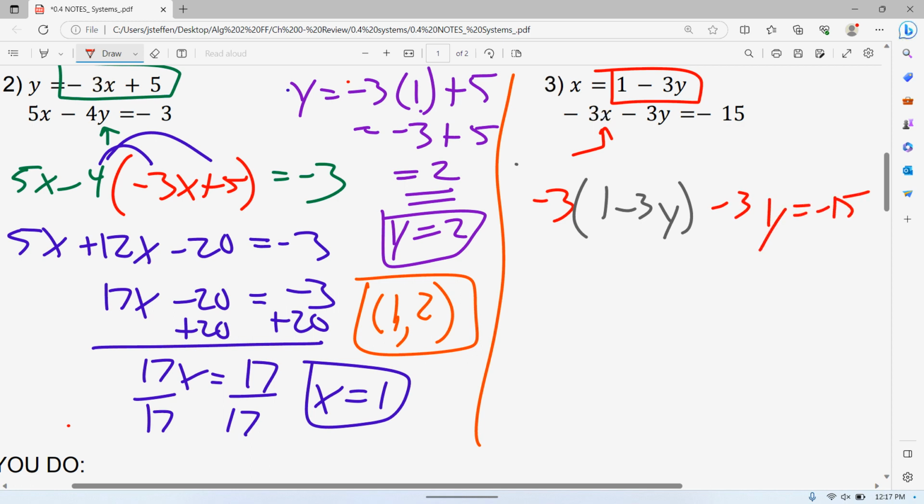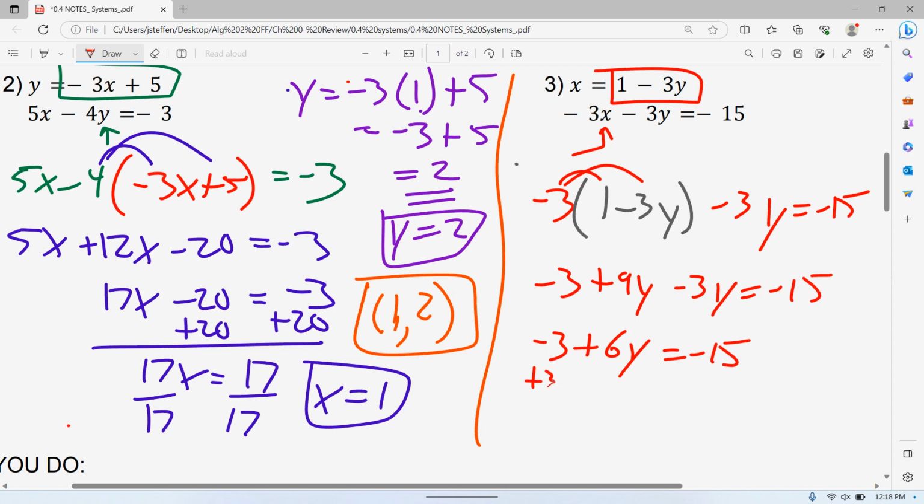And now we need to solve for y. And again, this is the point where you need only one variable in there. There should only be either x's or y's. There should be nothing else. So distribute that -3. -3 times -3 is positive 9y. Combine your like terms. 9 minus 3 is 6y.